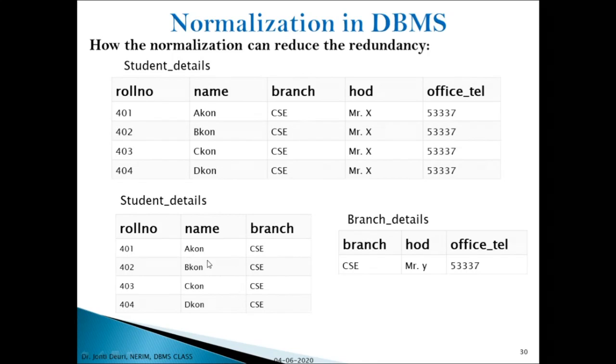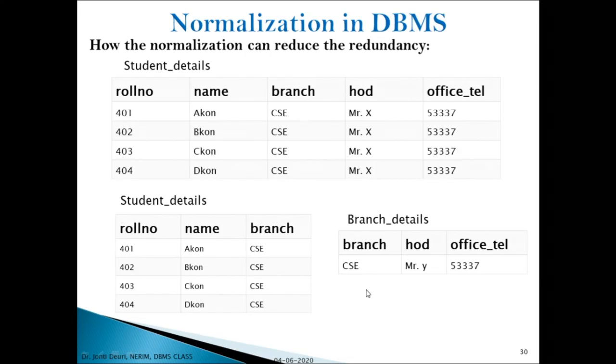So how will it resolve the deletion anomaly? Let's see. Say I have to delete the students 404, 403, 402, 401. If I want, I can delete all the students here, if I don't want the student details. But I will still have the branch details, right? CSC, HOD, Mr. Y, this information I will not lose, right? So that is how it solves our deletion anomaly, right?